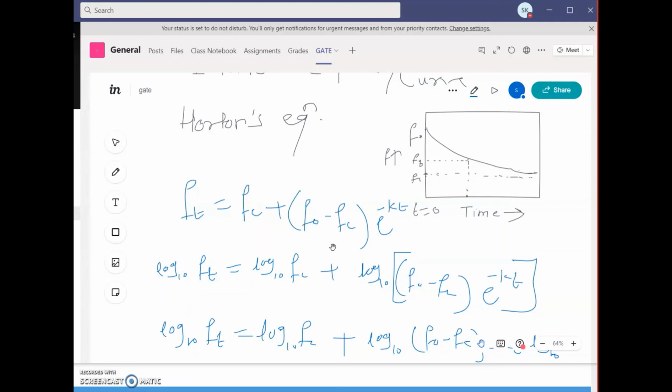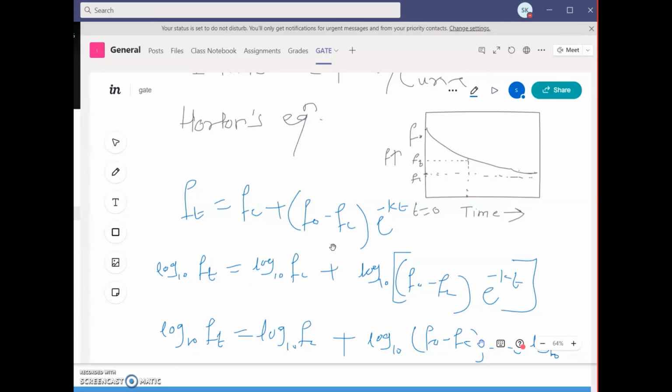channel or stream. It also recharges the groundwater reservoir, and it reduces soil erosion, because if infiltration is more, then less runoff will be there. If there is less runoff, then definitely there are fewer chances of soil erosion. So these are basically the effects of infiltration.